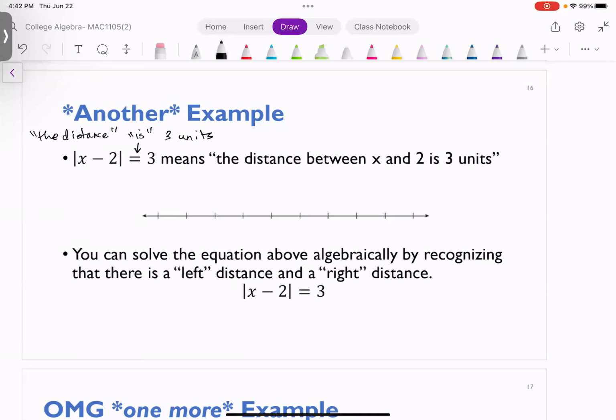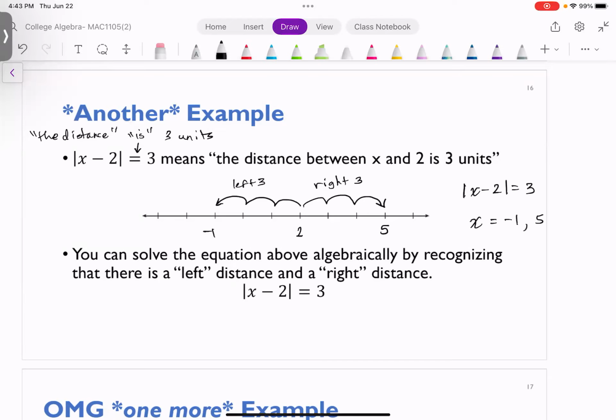So between x and 2, so I'm going to come over here to the number 2. Here's our reference point. The distance between x and 2 is 3 units. I could go right 3 units to get to 3, 4, 5. Or I could go left 3 units, which would take me to -1. So the absolute value of x minus 2 equals 3 tells us that x is equal to either -1 or 5.